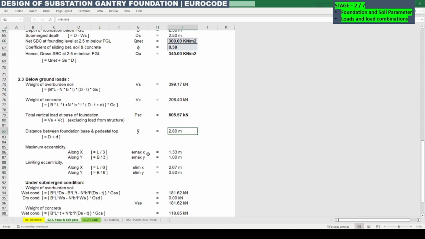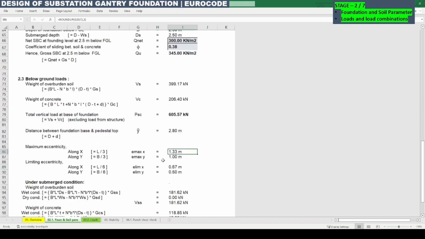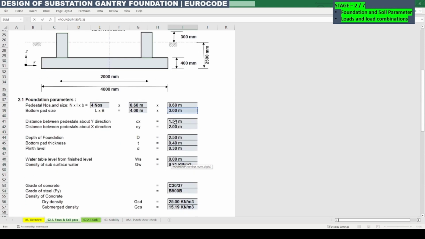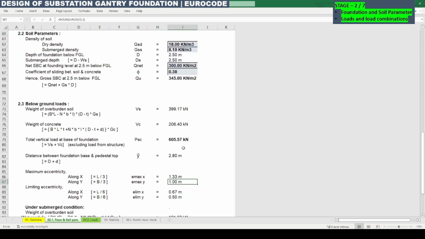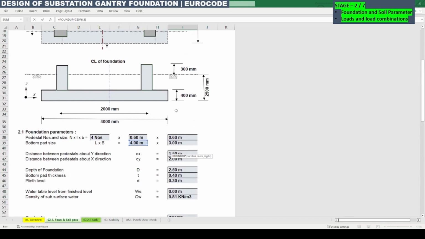So maximum eccentricity and minimum eccentricity we need to calculate based upon the foundation sizes. For the maximum eccentricity it is L by 3. The length we are considering 4 meter, 4 by 3 is this value, and 3 by 3 is for the width direction, and the limiting eccentricity is nothing but L by 6 or B by 6. So L by 6 means it is 4 by 6.